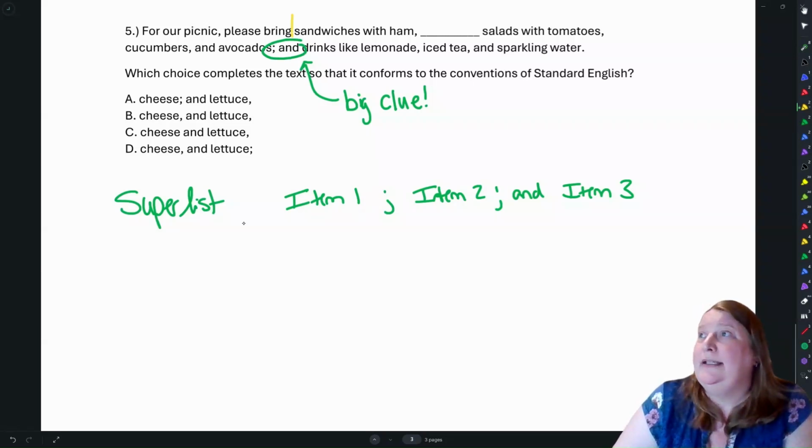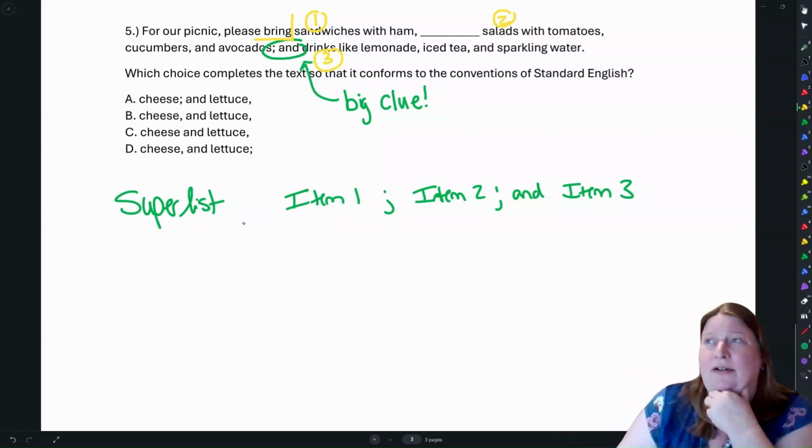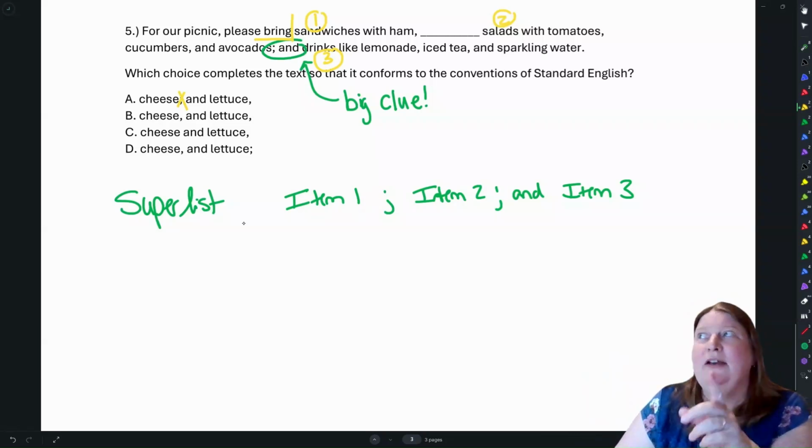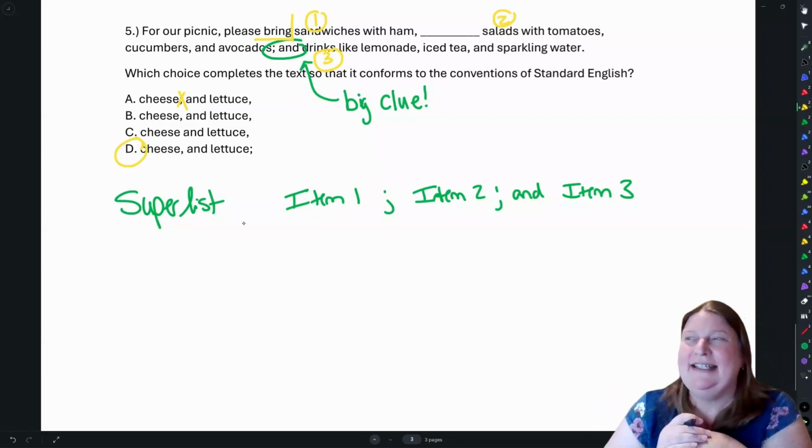What do we want to bring to the picnic? Sandwiches with ham, cheese, and lettuce. Salads with tomato, cucumbers, and avocados, and drinks. So, hey, ham, cheese, and lettuce are all going together. I do not want to split that up with a semicolon. But at the end of lettuce, we're getting ready for our next item of salads. That's where our answer is going to be. So D is the answer.